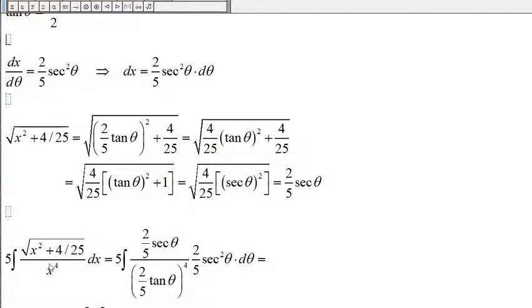And so here's the original integral. In the place of the square root of x squared plus 4 over 25, we have 2/5 secant of theta. x is 2/5 tangent of theta, and then to the 4th. dx is 2/5 secant squared d theta.